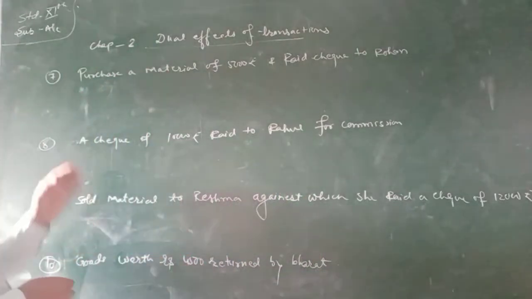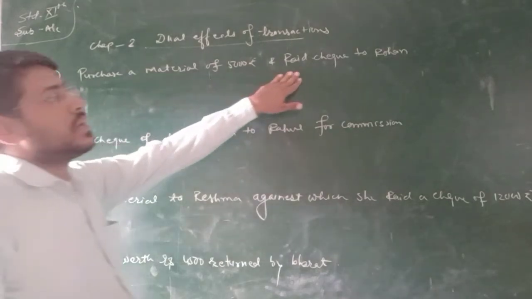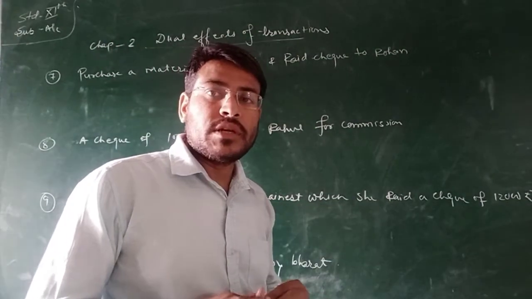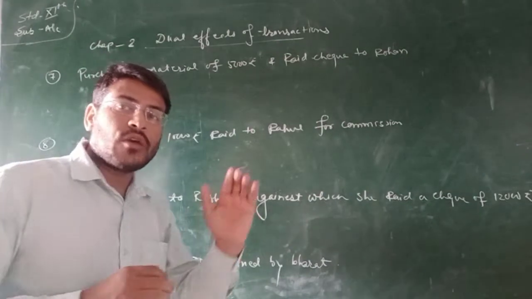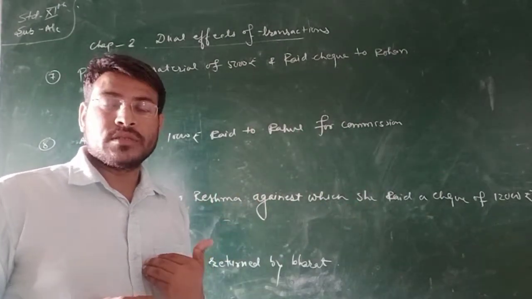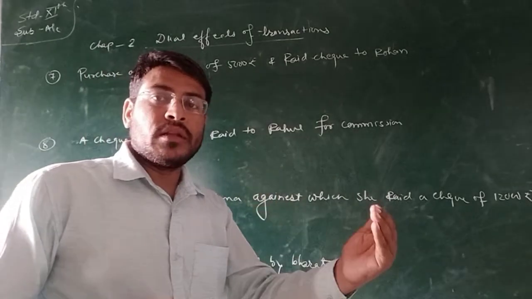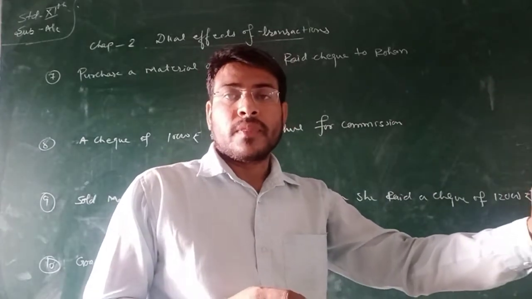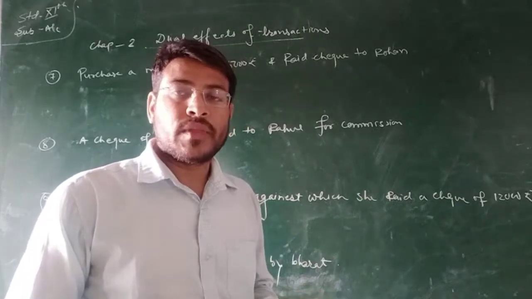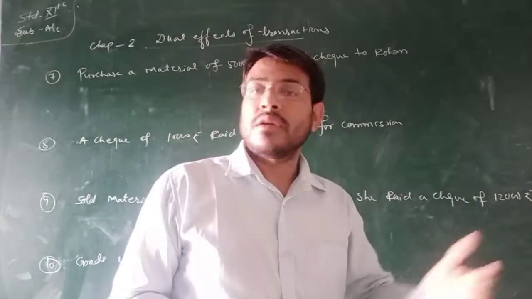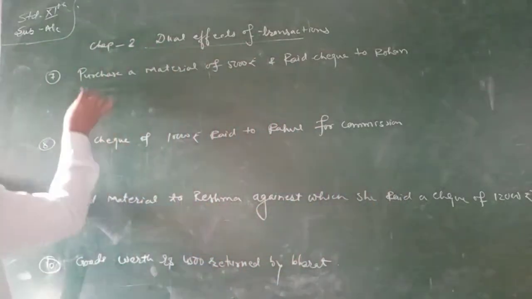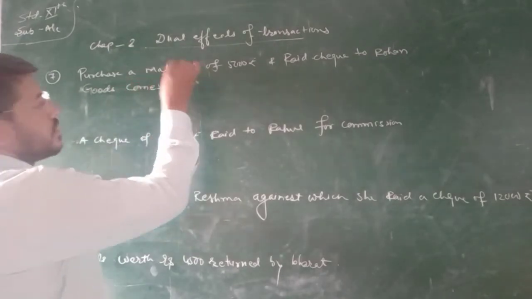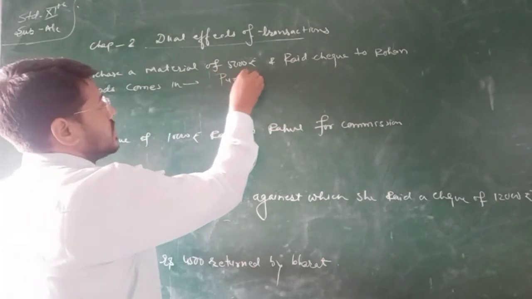See the first transaction. Purchase a material of 5000 rupees and paid a check to Rohan. Who is purchasing the material? We are purchasing the material, right? If we are purchasing, those 5000 rupees of material will enter our business. You have to understand whether your goods are increased or decreased. If we are purchasing, your goods will be increased, and if we are selling the products, your goods will be decreased. Here, goods come in. If goods come in, then it is to be said the purchase account will be affected.